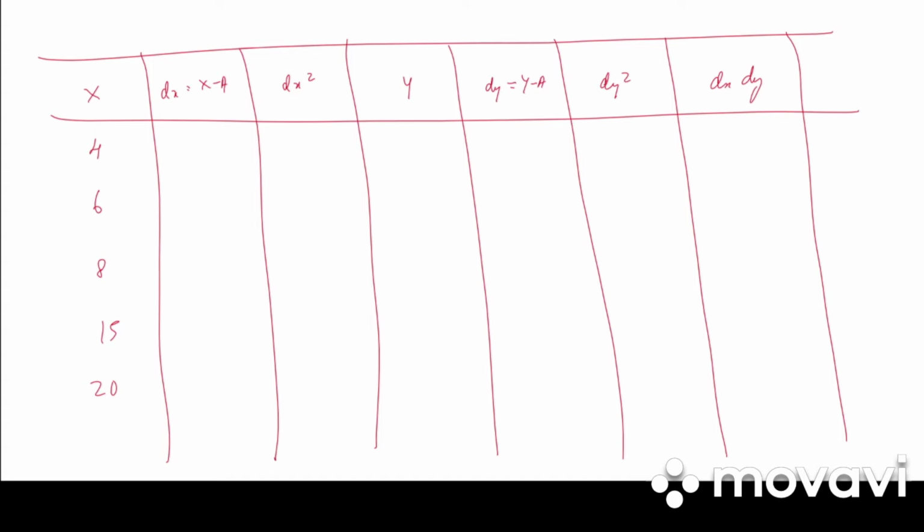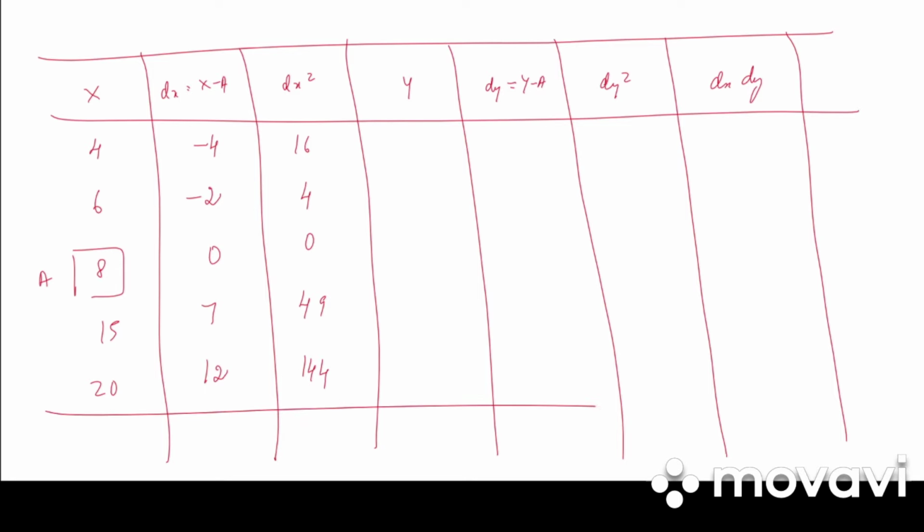Next we need to find x minus a. You can keep the assumed mean, anything you wish to. So I will take the assumed mean as 8. So 4 minus 8 is minus 4, 6 minus 8 is minus 2, 0, 7, 12. Next dx square: 16, 4, 0, 49, 144.